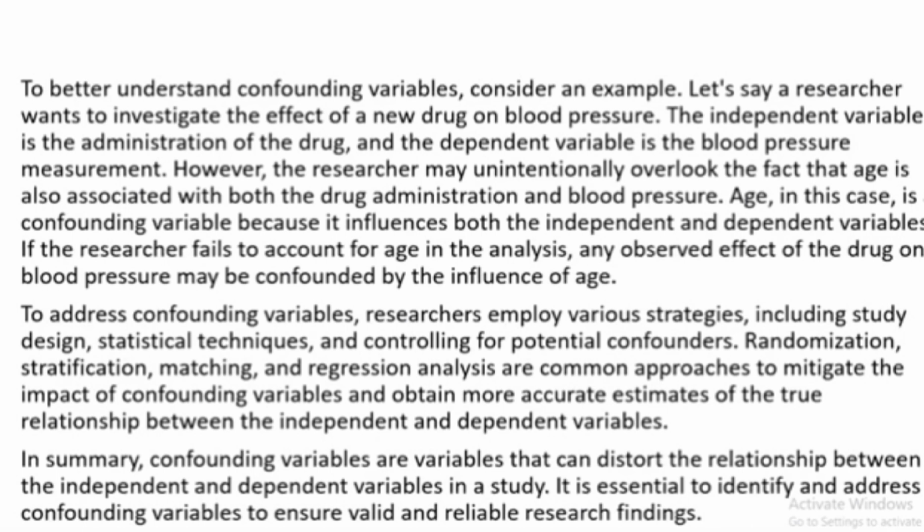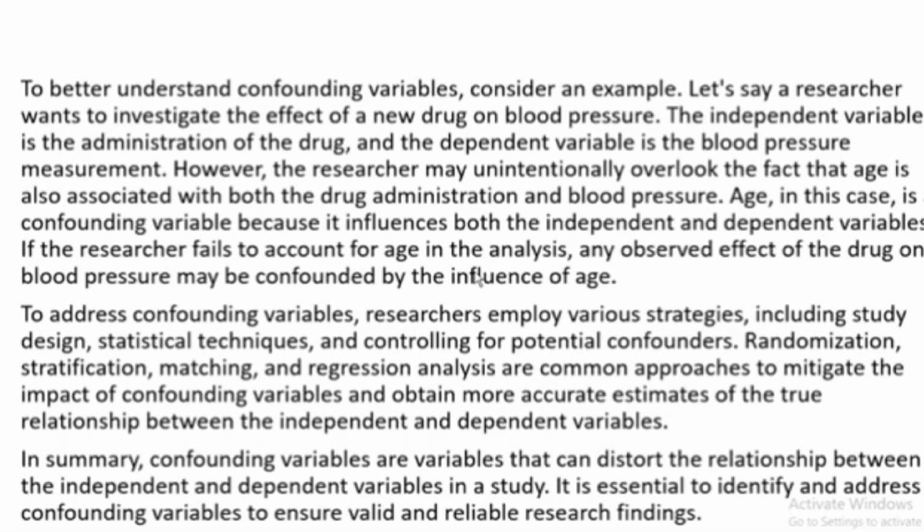To further understand confounding variables, consider an example. Let's say a researcher wants to investigate the effect of a new drug on blood pressure. The independent variable is the administration of the drug and the dependent variable is the blood pressure measurement. However, the researcher may unintentionally overlook the fact that age is also associated with both the drug administration and the blood pressure. Age in this case is a confounding variable because it influences both independent and dependent variables.